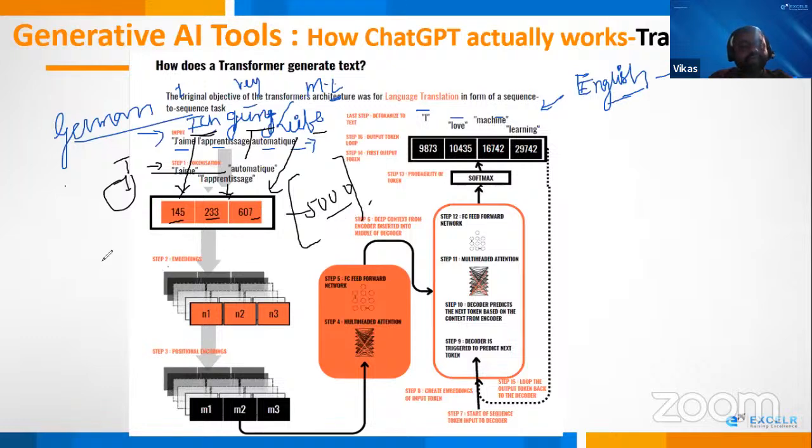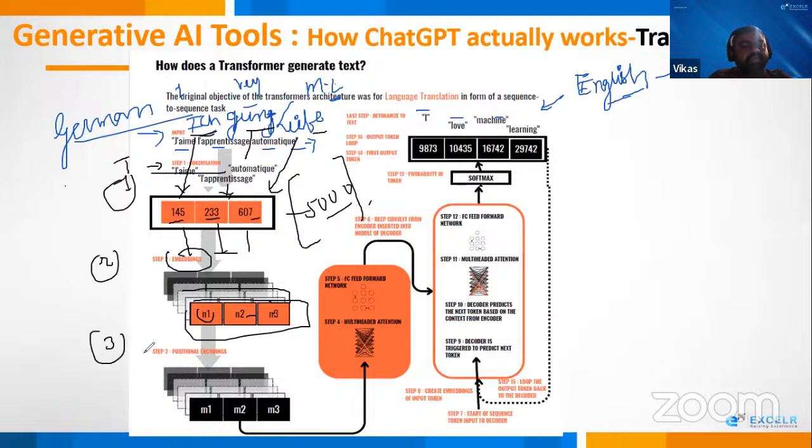Now what will happen? Embedding, step two. Step two will try to perform an embedding, guys. This embedding will be created here in the feature representation, and we'll try to create this kind of matrices here. It will be created as embeddings N1, N2, N3. That will be word embedding, and multiple matrices will be created around this, right?